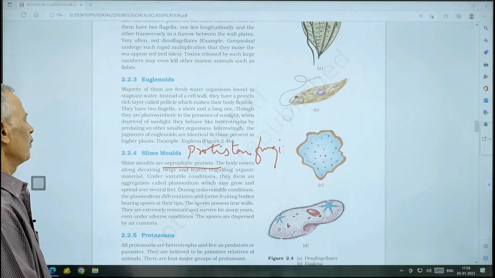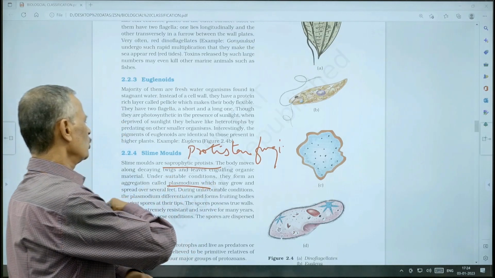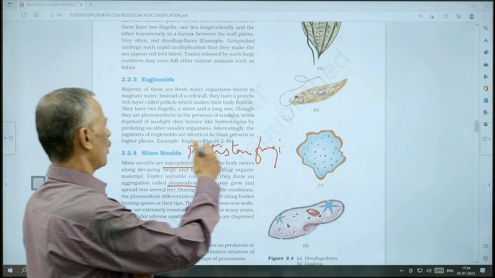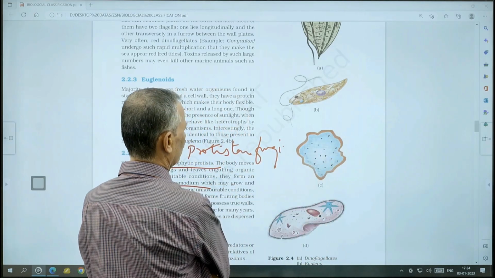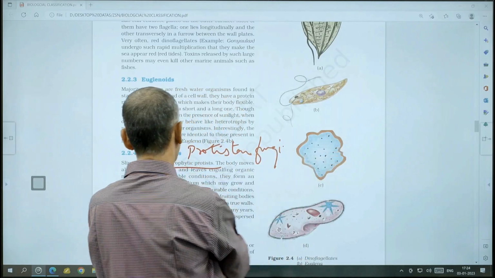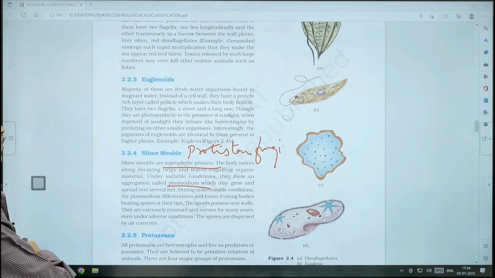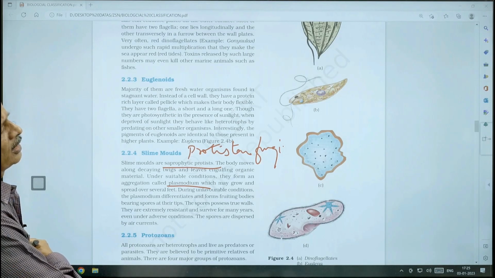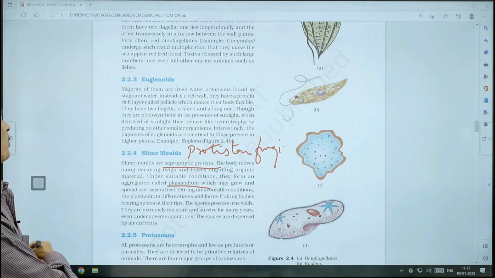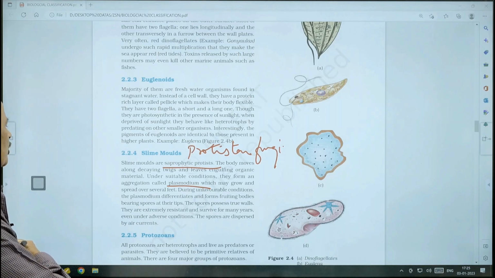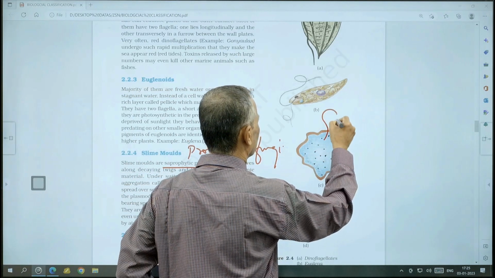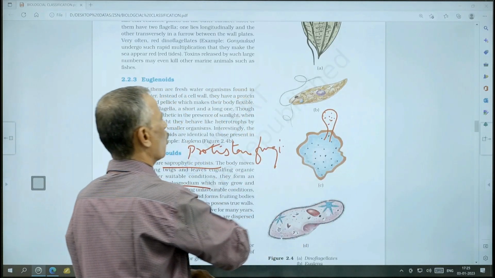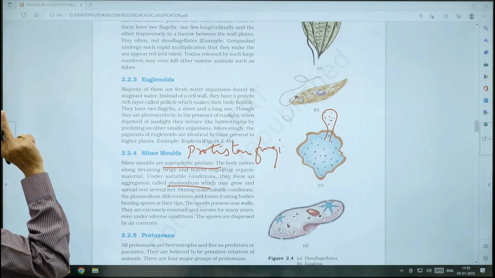Their body is called plasmodium. Under suitable conditions, they will form an aggregation of structures called plasmodium, which has no size and shape, but a large number of nuclei will be present, and it may grow and spread over several feet. But when conditions become unfavorable, that is when drought comes or there are no decaying materials available as their food, the plasmodium produces small fruiting bodies within which they will be producing spores. These spores have a true cell wall.